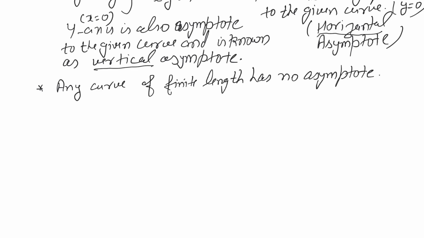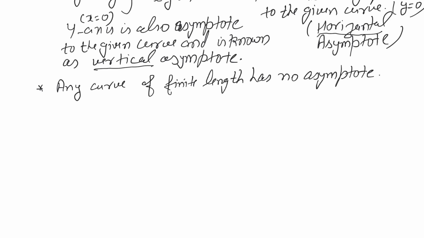Because an asymptote is of infinite length, and if the curve in itself is of finite length, how can you even imagine of having its asymptote? Forget about asymptote, it will have no asymptote. So having finite length of any given curve guarantees that that curve will have no asymptote. So this property of asymptote, that it will have infinite length, has given us an important result that any curve of finite length has no asymptote.